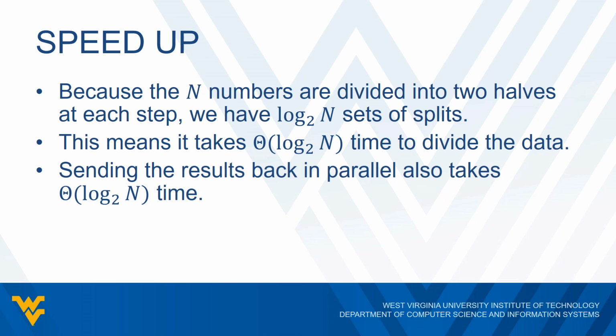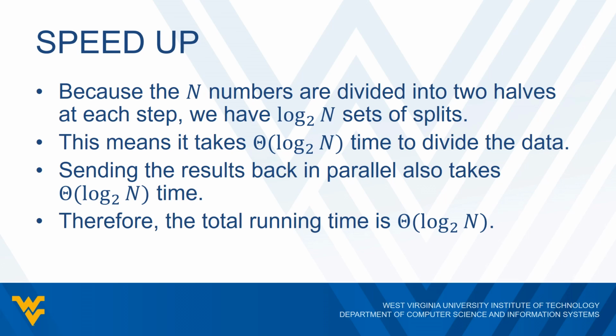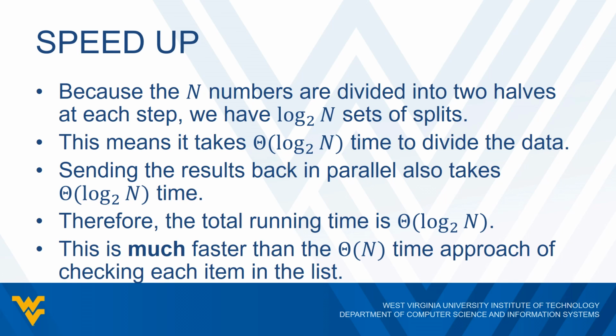That also means that sending the results back in parallel also takes theta of log n time. Therefore, the total running time is theta of log n. And the reason why this is important is because, if you remember, the sequential approach is theta of n. So this is significantly faster than the theta of n time approach of checking each item in the list.